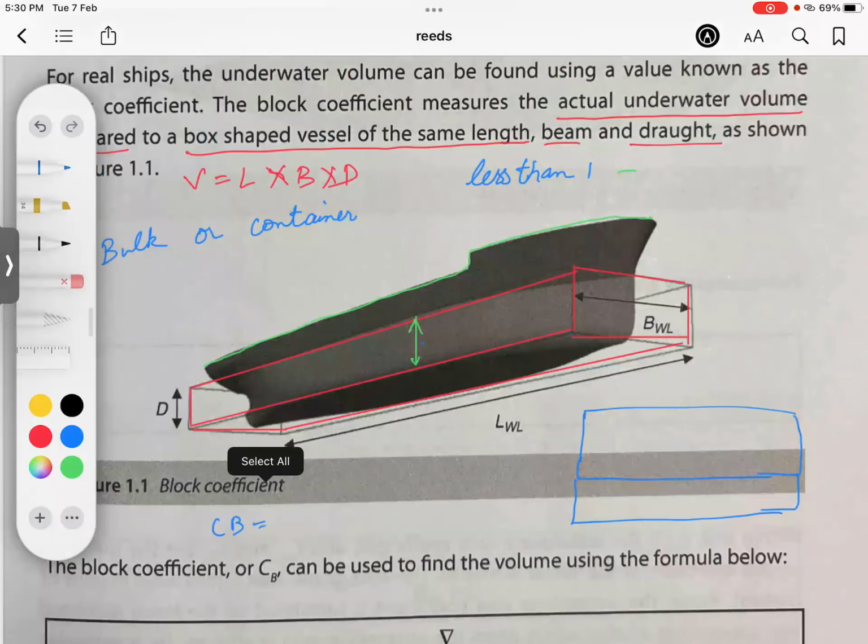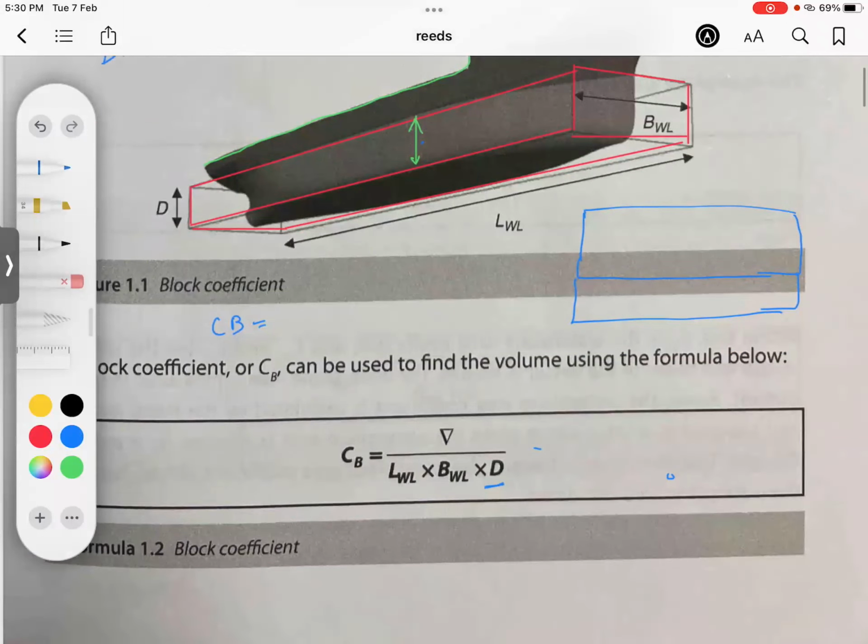Now just try to see, just try to think. This is a bulk carrier. How is a bulk carrier? If you see from top, it is like this, right? A bit like this, and it is like this. And when it is a container ship, it is very fine at the initial part, very fine. So when you try to put a container ship in the block, the empty space will be too much, right? So its numerator will be less. So its block coefficient is lower.